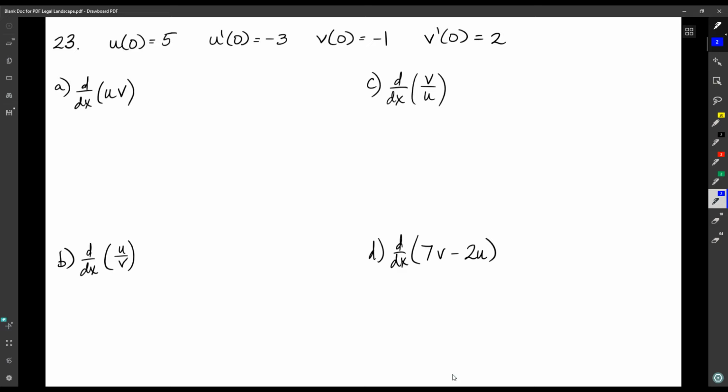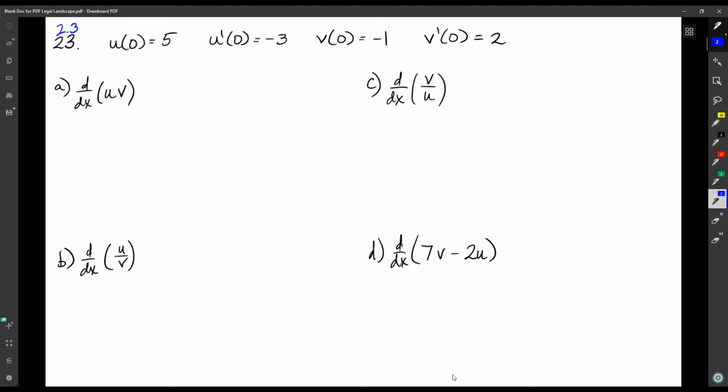Here we're going to look at number 23 from section 2.3, and we're given some information about a function u and a function v evaluated at 0. We have u of 0 is 5, u prime of 0 is -3, v of 0 is -1, and v prime of 0 is 2.